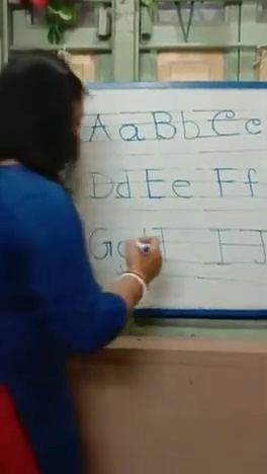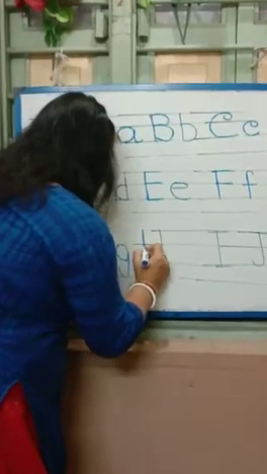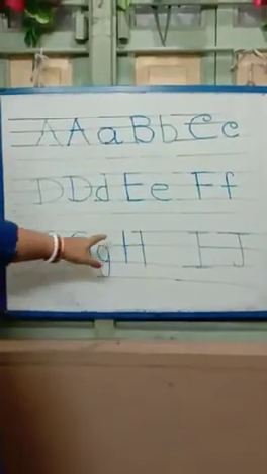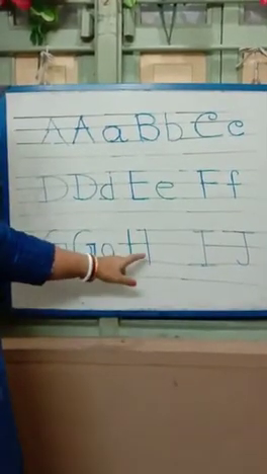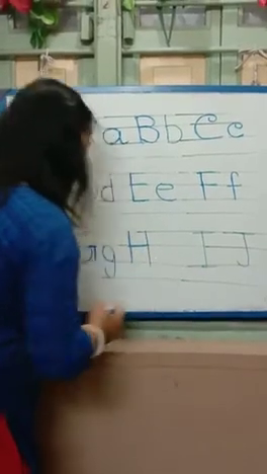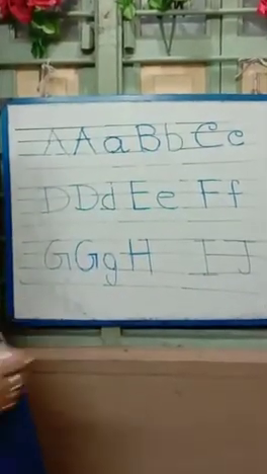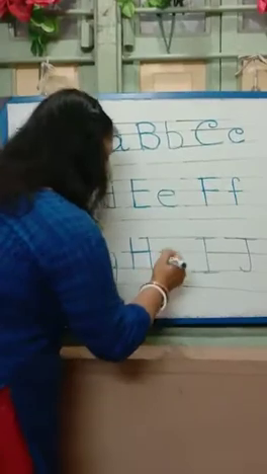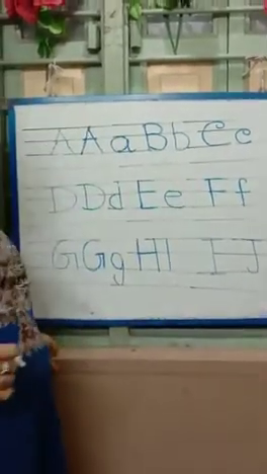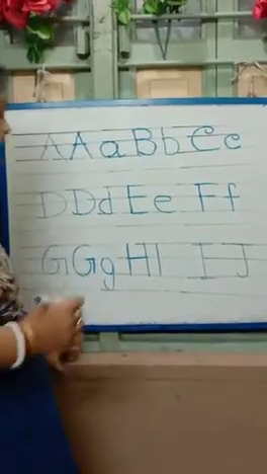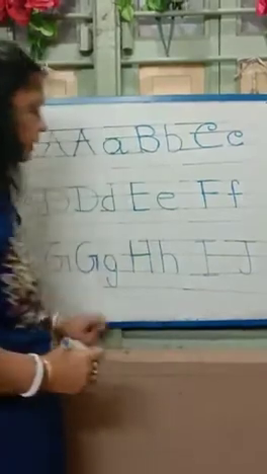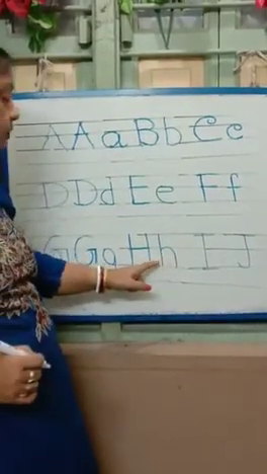Then comes H. Just have a look. There are two straight lines over here. First, second and third. First, second and third. And then go on to the second line. This is called H. Now comes small h. How are we doing? Move from the first, second and the third line, a straight line, and then go on to give a curve like this. So this is small h.